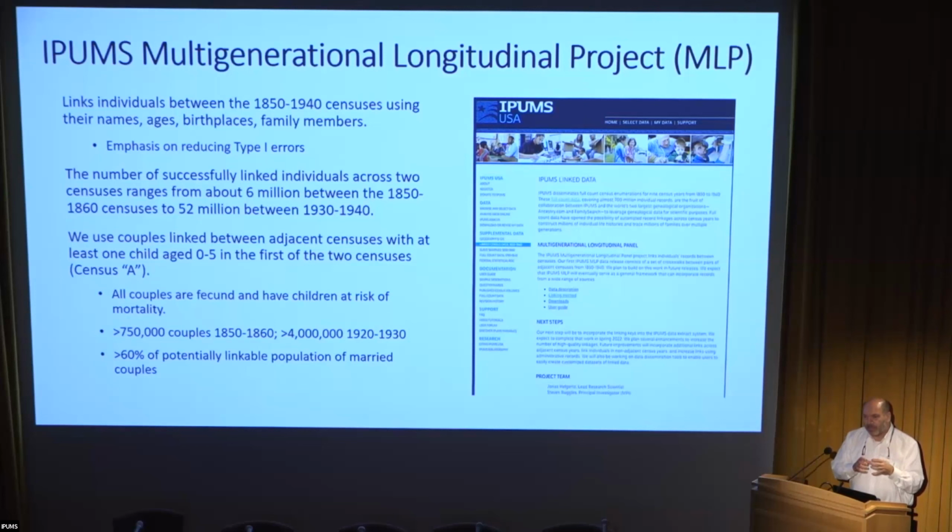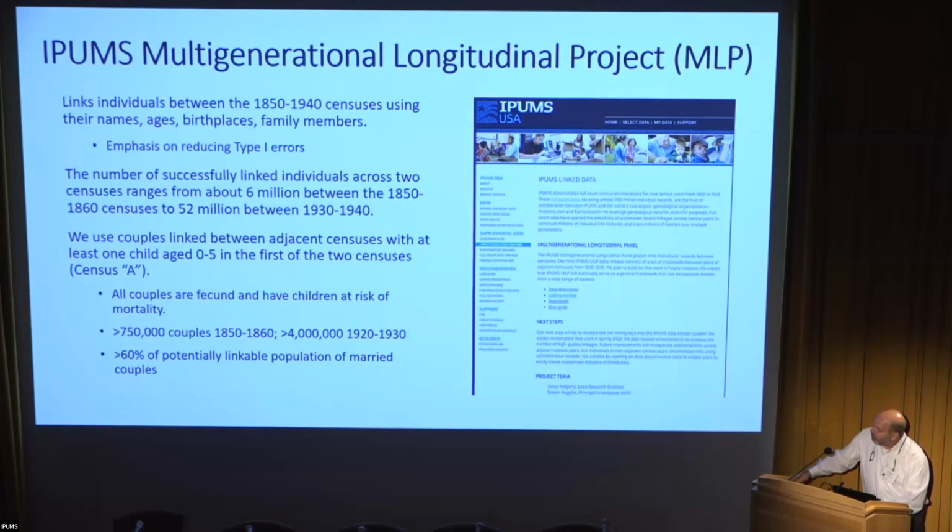Our study here, we're looking at just married couples who remain married to each other over a 10-year period. And we're looking at their children who are alive in the first of the two linked censuses and seeing if we can find them in the next of the two linked censuses when they should be 10 years older. And if we don't, we're inferring mortality from it.